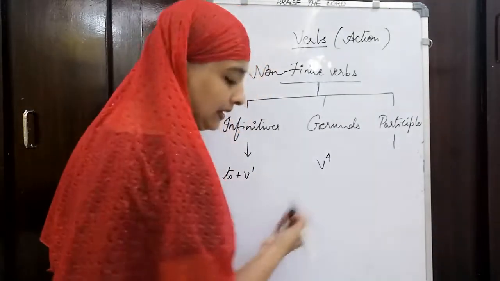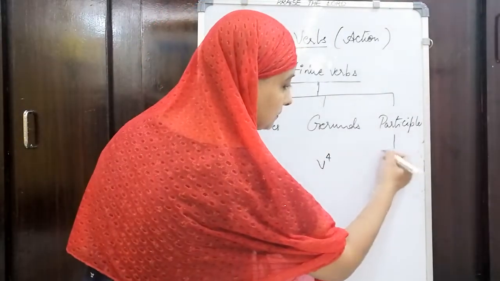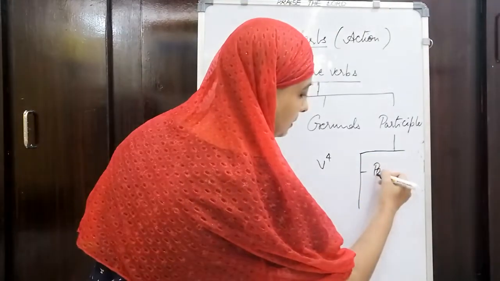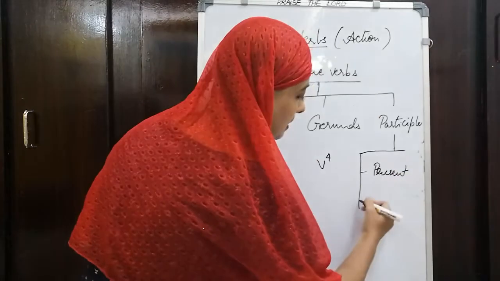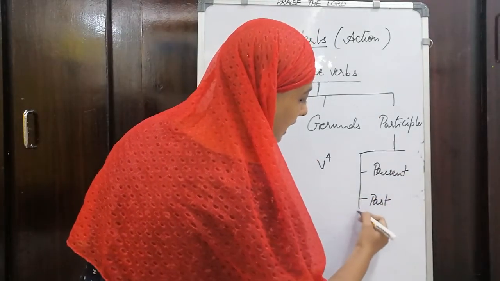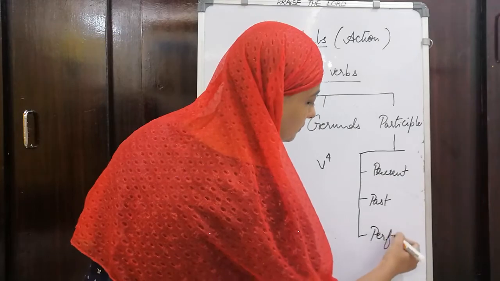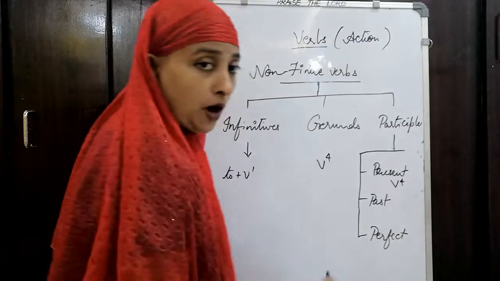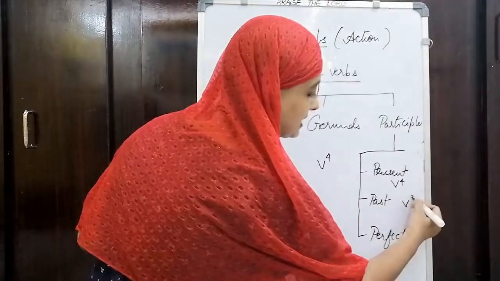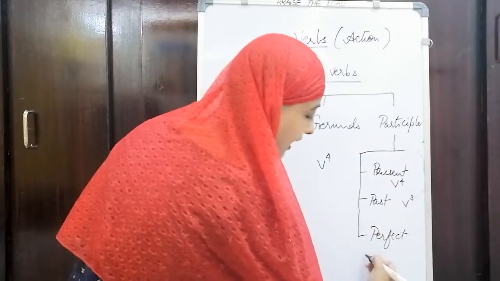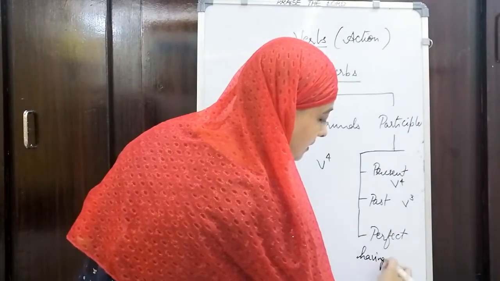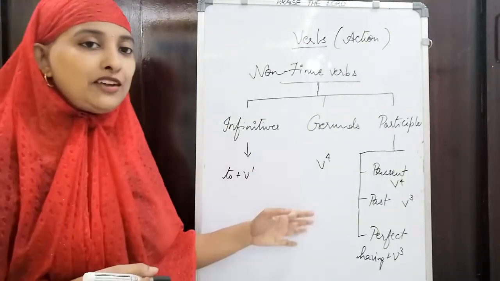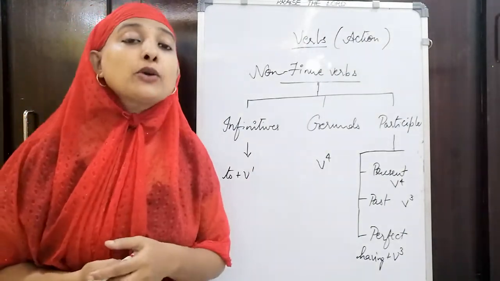And coming to participle, this again has present, past and perfect. The present participle will be the V4 form, that is the ing form. Past participle is V3 form. And perfect is having plus V3 form. So, what are these V1, V2, V3 forms? We will discuss when we are discussing irregular verbs.